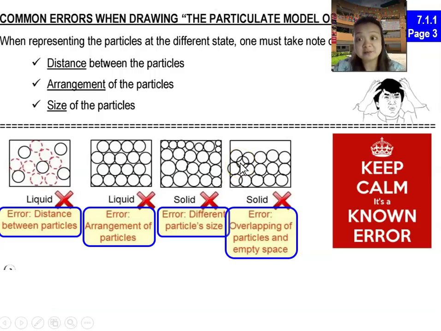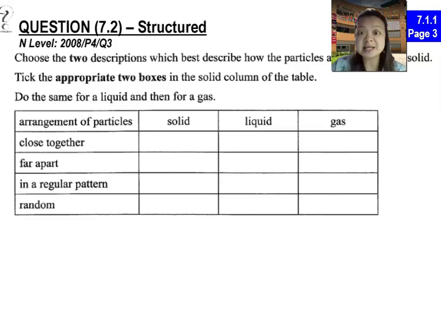Now, before we go on to 7.2, there are two questions at the bottom of page 3, which I would like you to complete now and take this time to practice. In the first question, you are supposed to tick the appropriate boxes in the column for solid, liquid, and gases. So for example, under solid, are they close together? Are they far apart? Are they in a regular pattern, or do they move randomly? So you must tick the correct properties, or the correct arrangement and motion, for the solid, liquid, and gas. Okay, so can you pause the video and take about 2 to 3 minutes to complete this now?